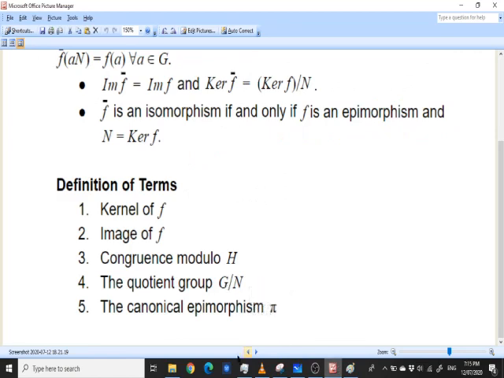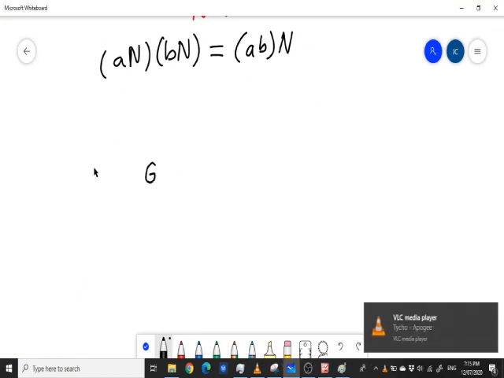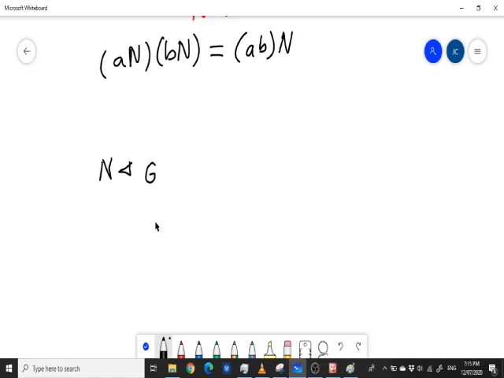Quotient group, done. Canonical epimorphism. Simple lang. So you have, diba, a group G and a normal subgroup n of G. So you can define a mapping from G to G mod n. Let's call it pi. So how do you define it? So A is mapped to its equivalence class, and epimorphism onto.